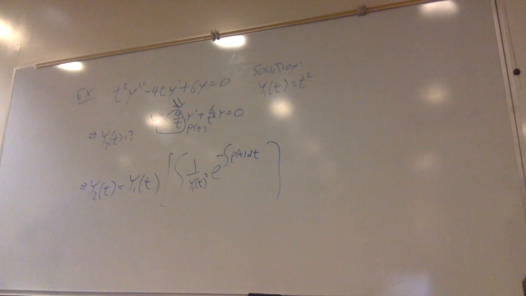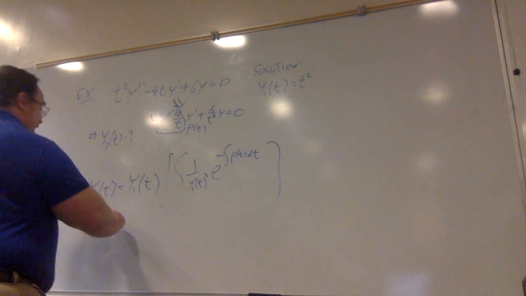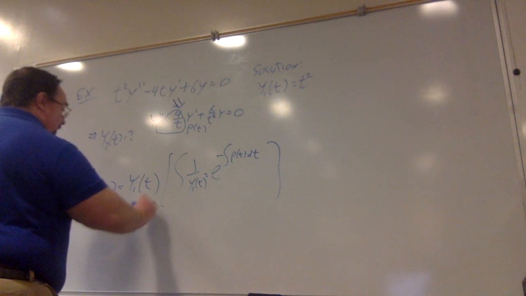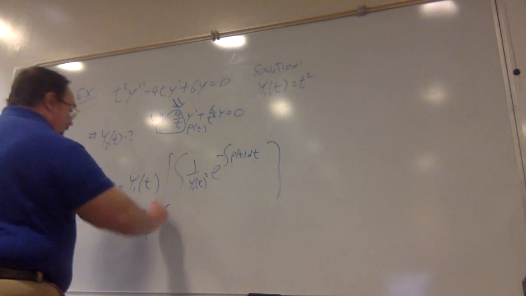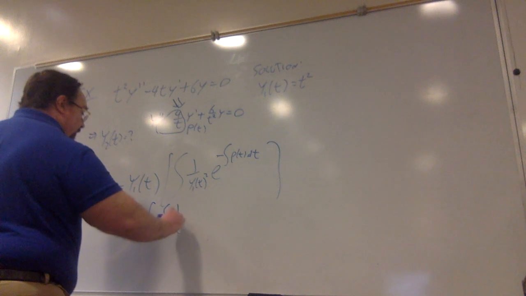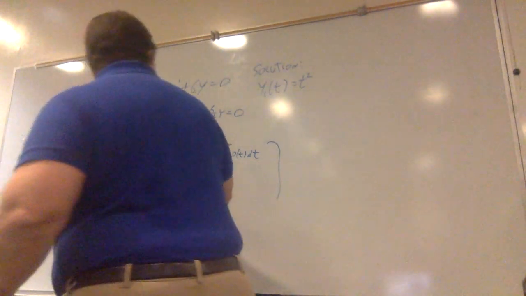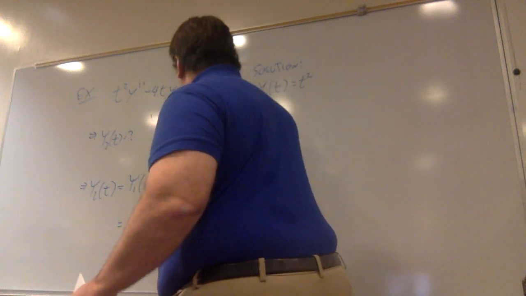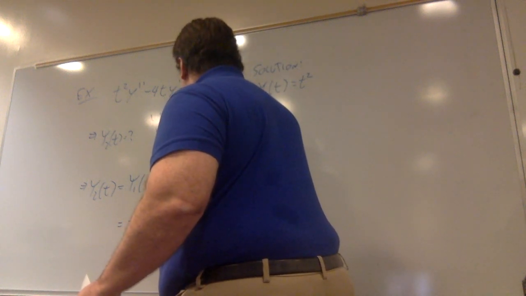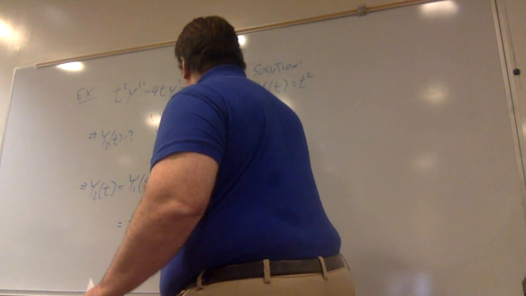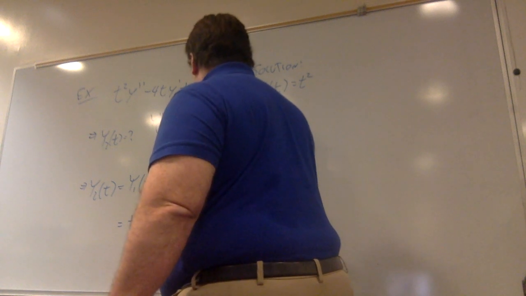So now I just need to fill in all the particulars. So y1 of t is t squared. 1 over y1 squared, behind the integral sign, so it's 1 over t to the fourth. And then I have e to the minus minus 4 over t. So the minuses cancel.